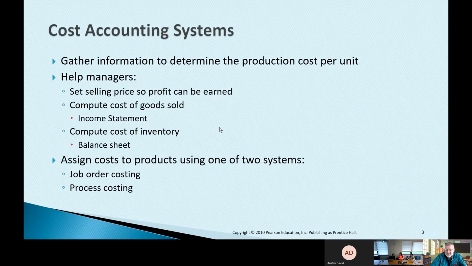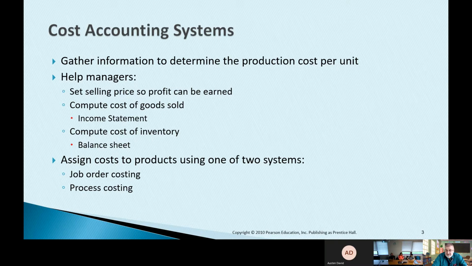So when we're talking about a costing system, what we're doing is we're trying to gather all of those things together that we have to, in order to figure out our production cost per unit. Okay, it helps managers. If we don't know what a cost per unit is, we really can't figure out the right selling price in order to make the profit that we want to make.